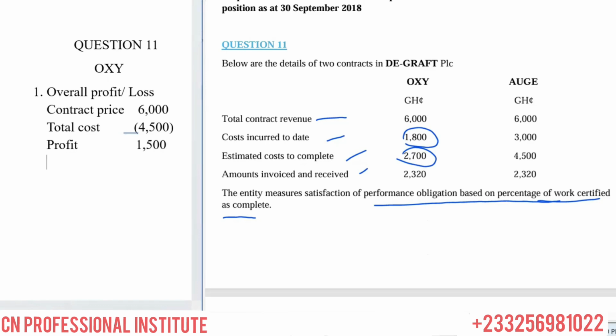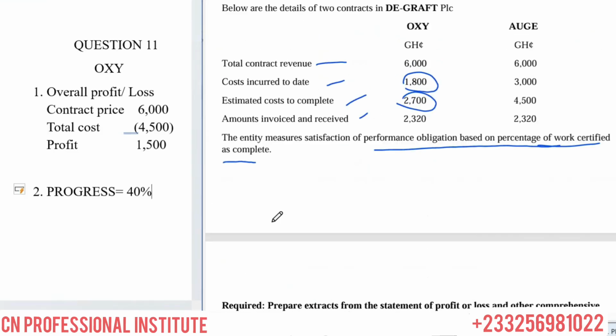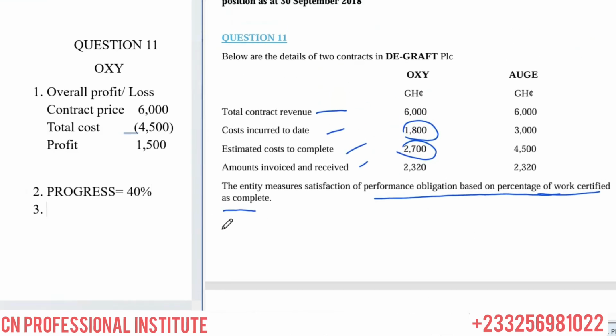Step 2 is we have to compute what we call the progress. And we said progress has already been given to us. The question said progress is 40%. It says we should assume that the progress is 40% complete. So we have the progress.